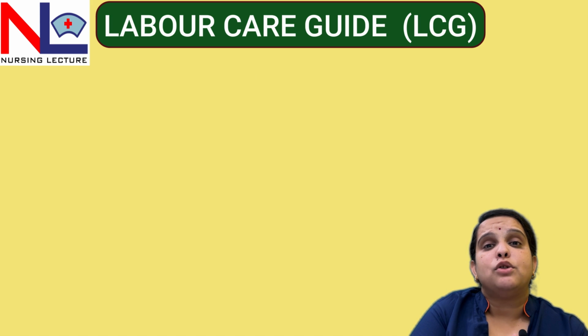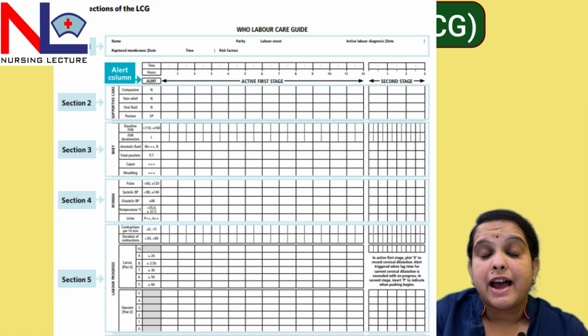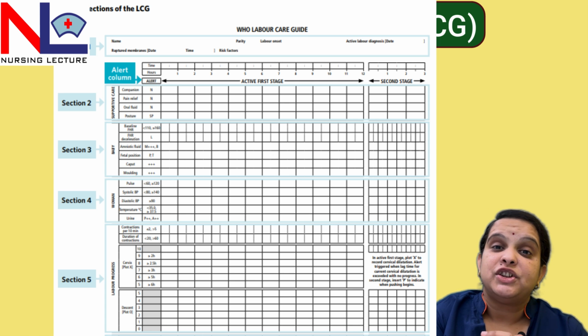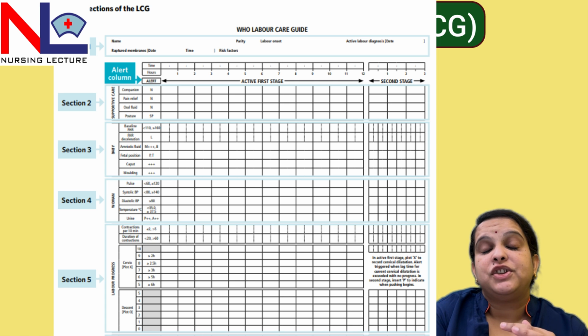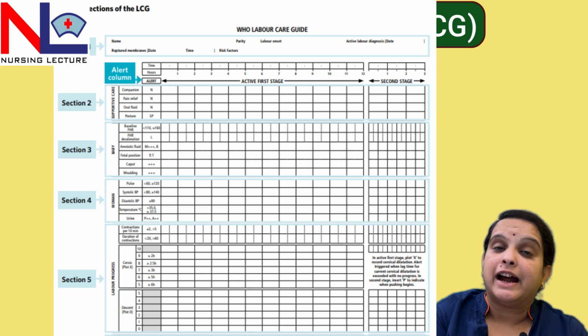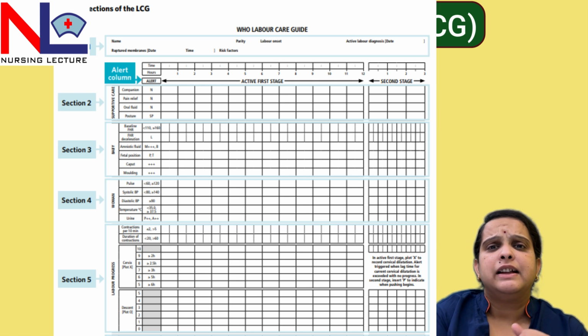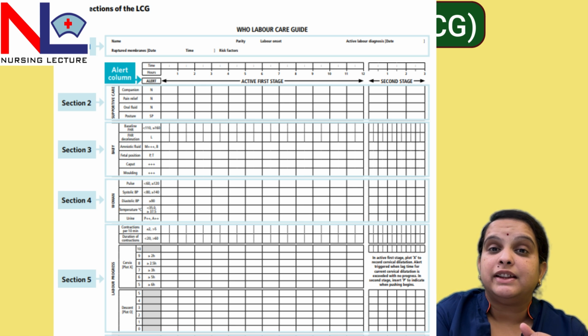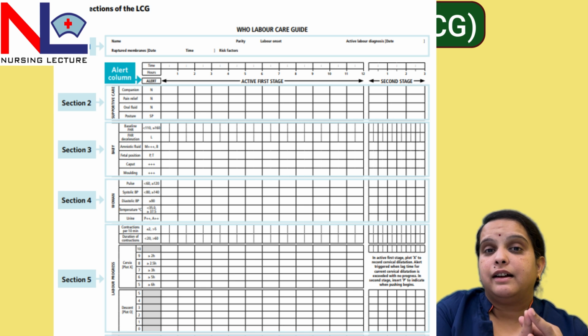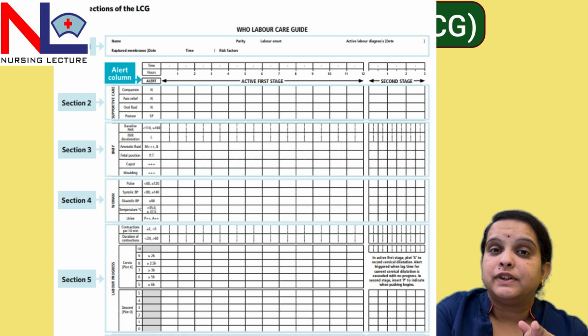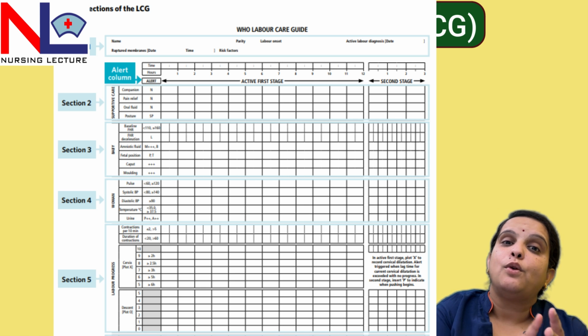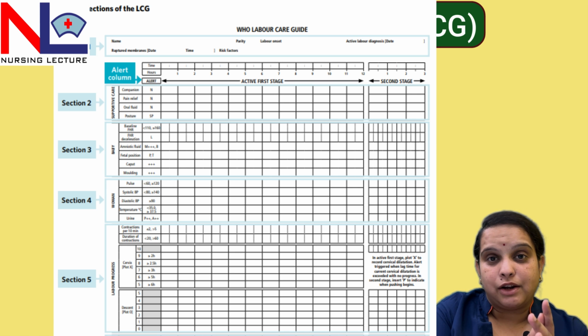Now next we'll talk about how many components and what all structures the LCG has. In this LCG there are 7 components. Section 1 deals with the identification data of the mother and the characteristics of labor, the second section deals with supportive care, the third section deals with the care of the baby, and the fourth section is care of the mother.